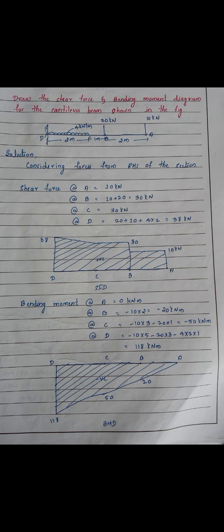So after calculating the shear force, we need to draw the shear force diagram. For the shear force diagram, a positive value we keep above the baseline and a negative value we keep below the baseline. And here all the values are positive. So I am taking 10 kilonewton at A, 30 kilonewton at B, at C also it is 30 kilonewton, and at D it will be 38 kilonewton.